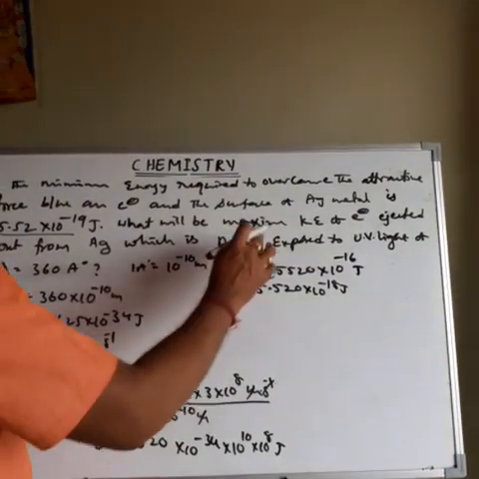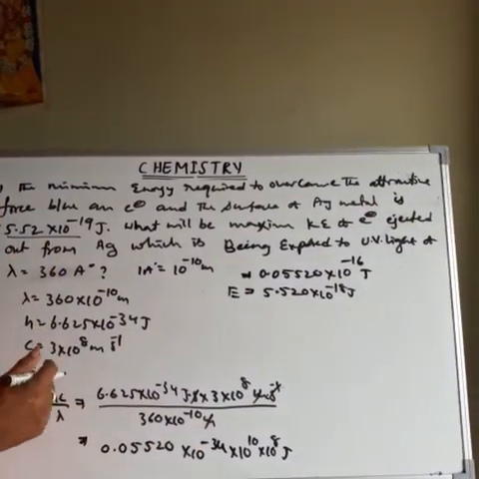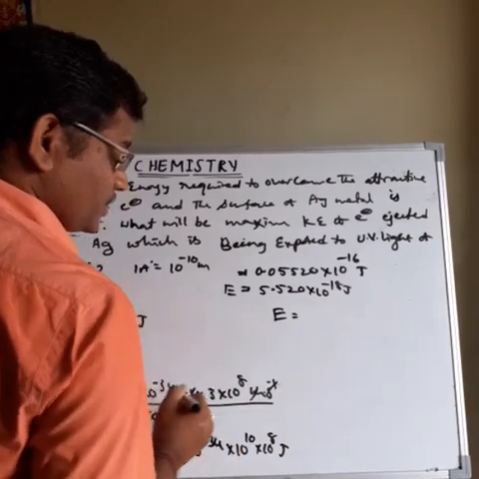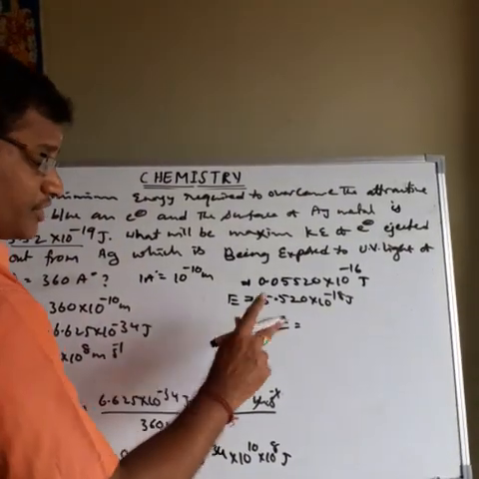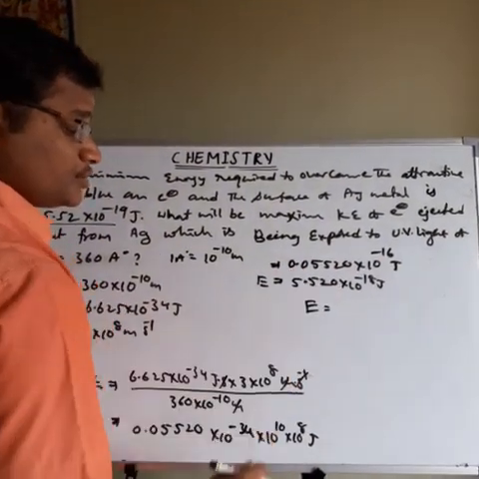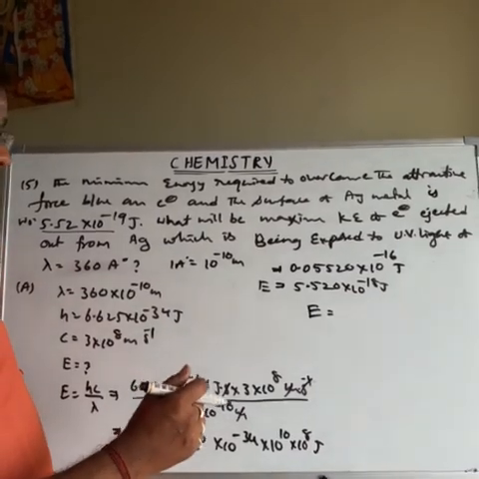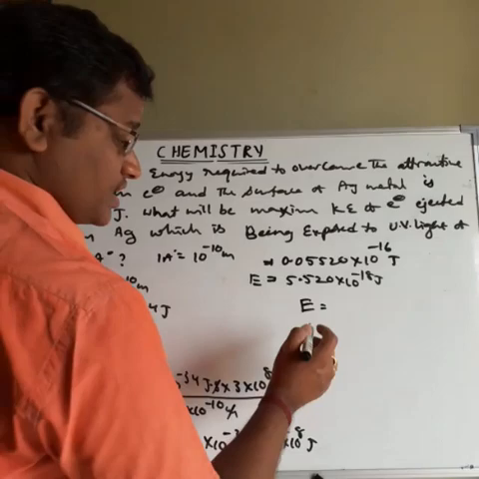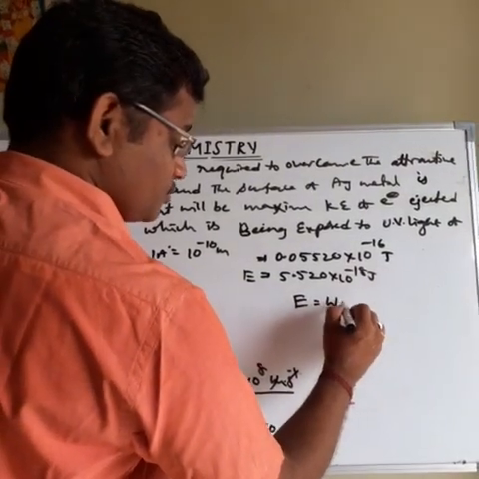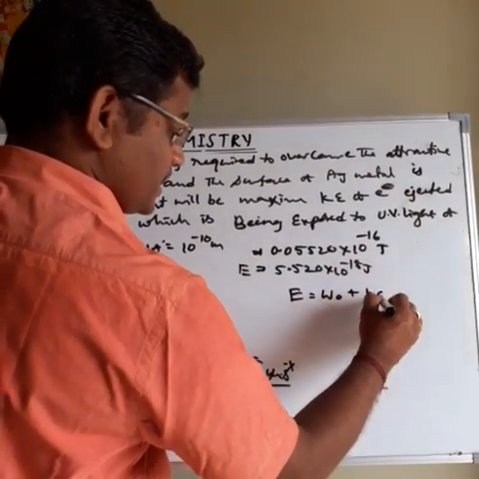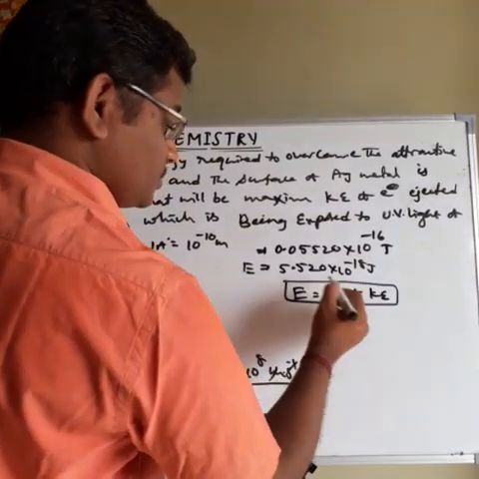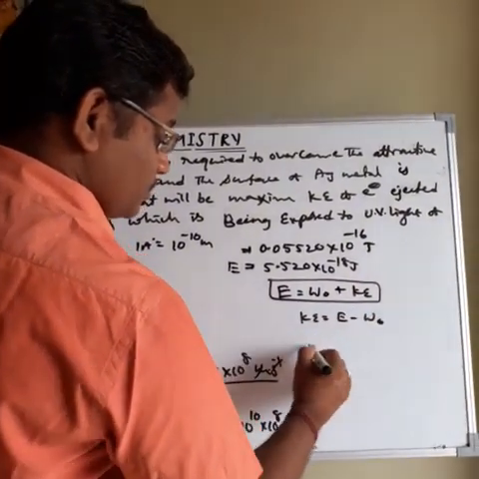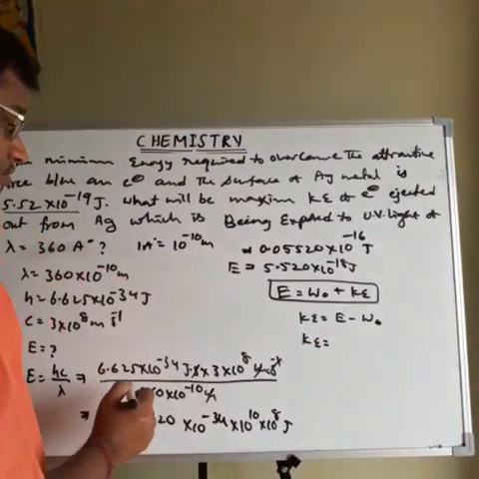But we have to find out the kinetic energy. They gave W naught. Then how to find out the kinetic energy? E is equal to the photoelectric effect formula I told already. Energy is divided into two parts. One part is used to overcome the attraction force between the nucleus and electrons. The second part increases the kinetic energy of ejected electrons. The first part is work function, the second part is kinetic energy. So from this, kinetic energy is separated: energy minus W naught.